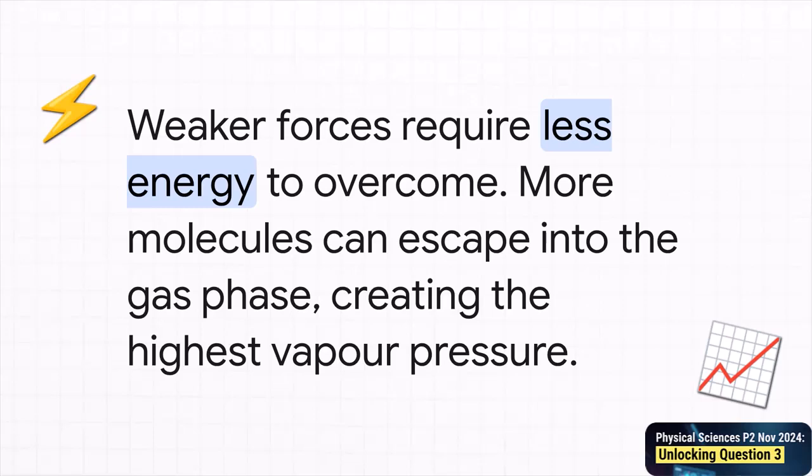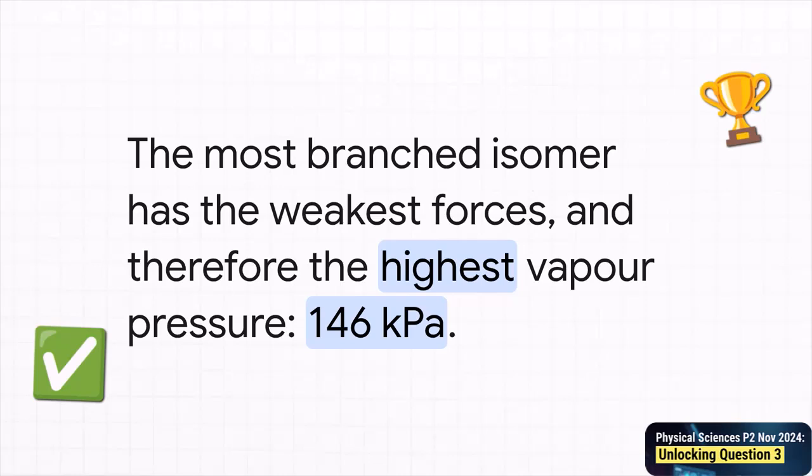That means more molecules can easily escape into the gas phase, creating a bigger push. And that, my friends, gives us the highest vapor pressure. And there you have it. The logic holds up perfectly. The most branched, most compact molecule has the weakest forces, and so it has the highest vapor pressure. The 146 kilopascals has to belong to compound C. See how that 3-step process just walks you right to the answer every single time?